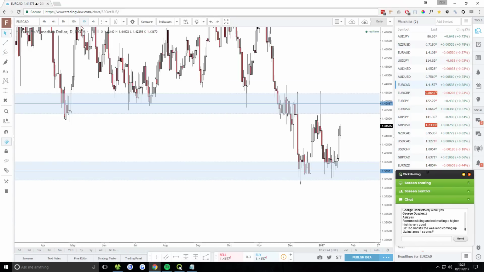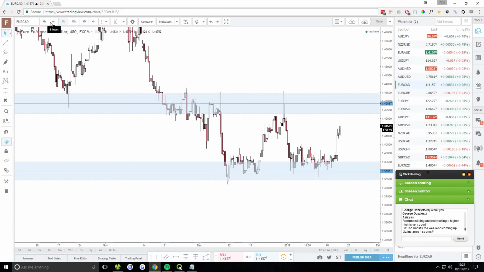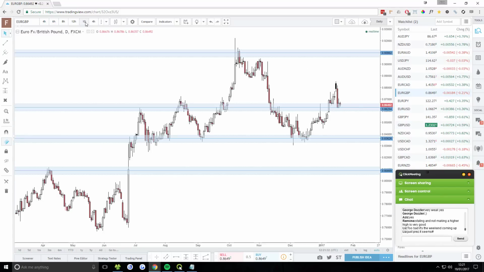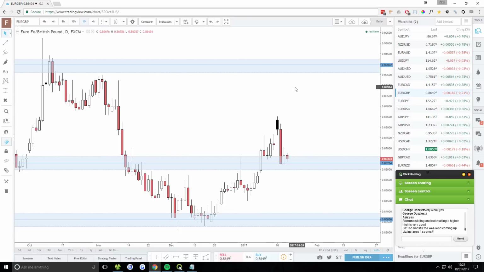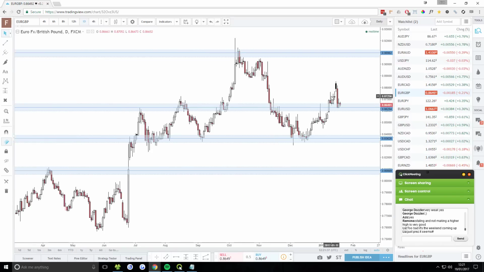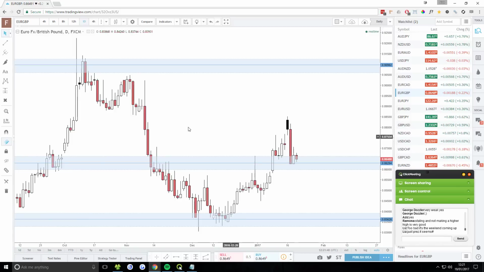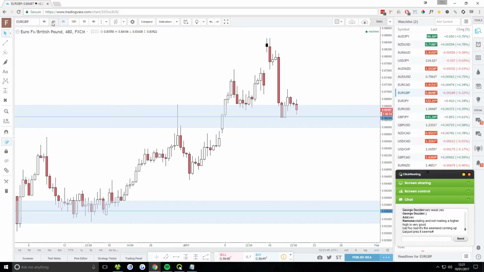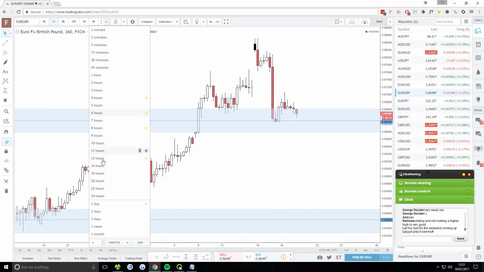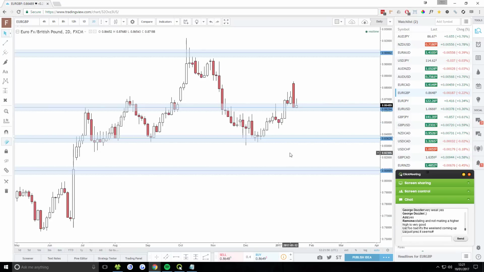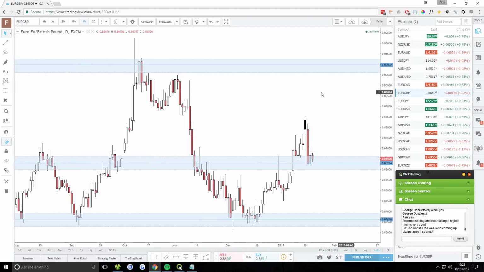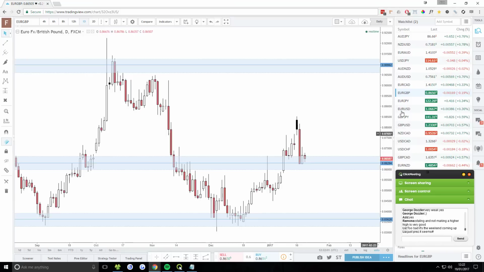EuroCAD is in between two support resistance areas, so nothing we can really trade right now. EURGBP. EuroGBP. This kind of looks like a potential continuation reversal, but I don't know. It's pretty messy. Yeah, I'm not really that interested in trading this.